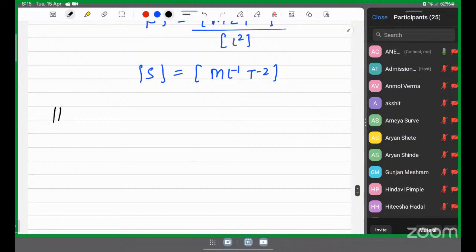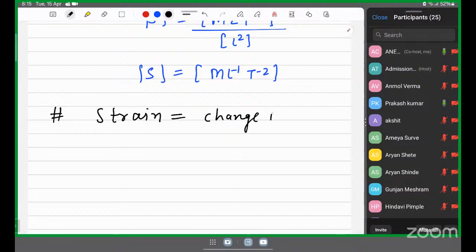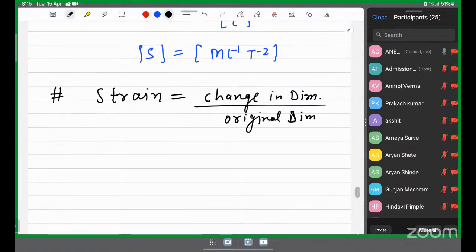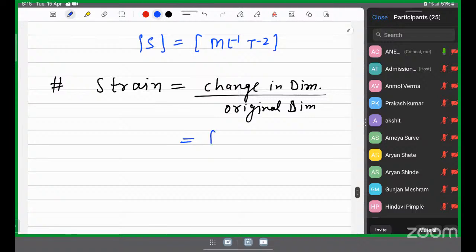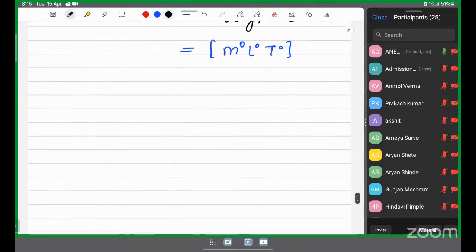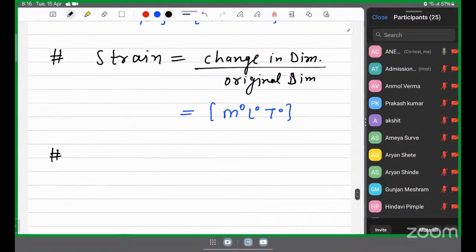What will be the dimension for strain? Anyone know the formula for strain? Sir, dimensionless. Strain is change in length divided by original length. And if in a ratio the quantities are the same, it will be dimensionless. M0, L0, T0. Understood? Yes, sir.